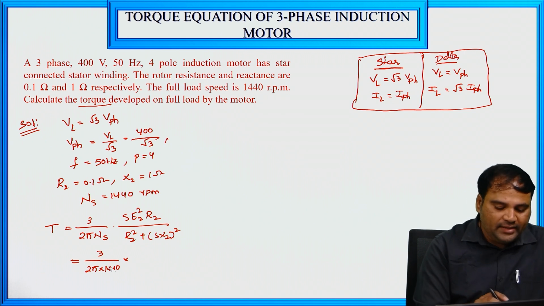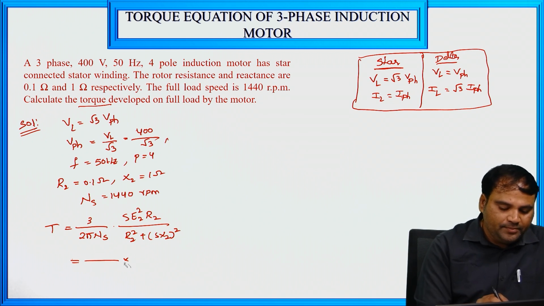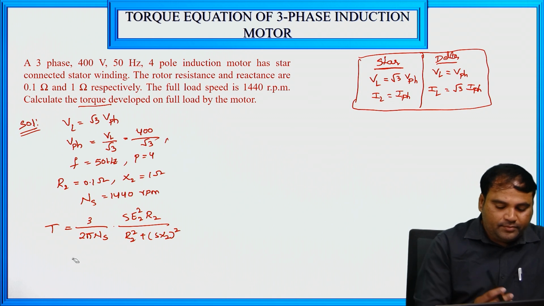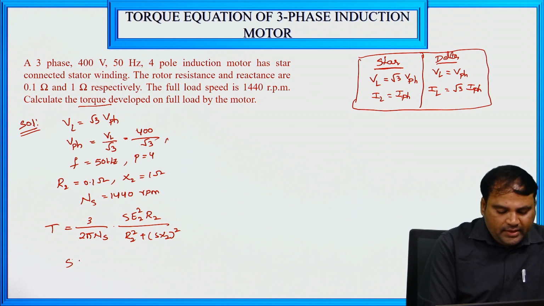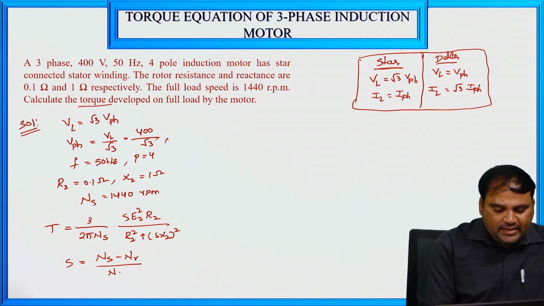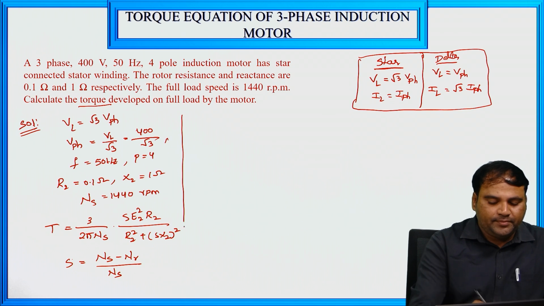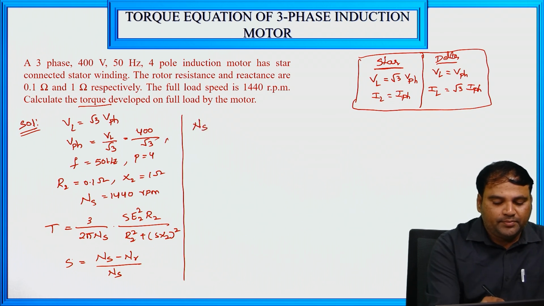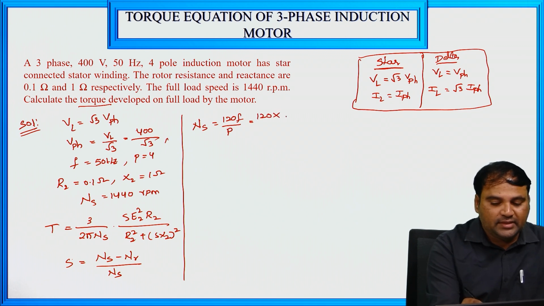So how can we calculate the S value? Already we know S is equal to Ns minus Nr divided by Ns, where Ns equals 120f by P, that is 120 into frequency. What is the frequency? 50 Hz, divided by total number of poles, 4 poles. So 4 threes, that is equal to 1500 rpm.